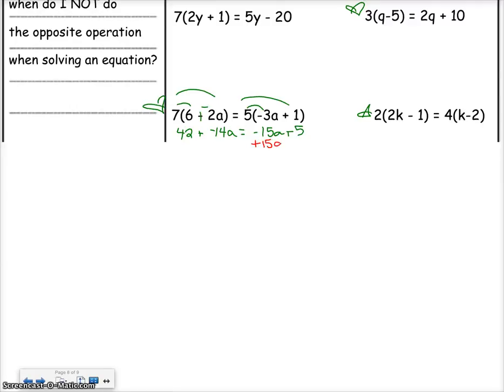So plus 15a, plus 15a. I plus because I'm moving sides, so that tells me to do the inverse. And I get 42 plus a, just one a, equals 5.